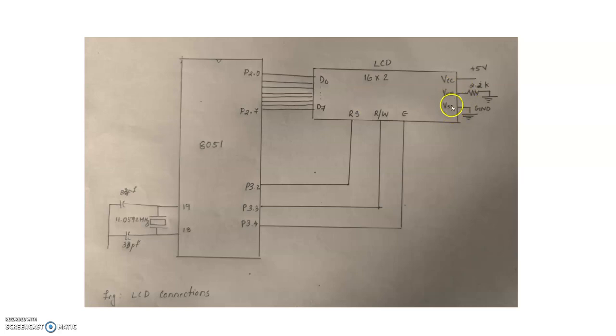Here we have VCC, VEE and VSS. VSS is connected to ground, VCC to plus 5 volts, and VEE is for the brightness control. It can be connected to a 10K pot, or by using a 2.2K resistor you can connect it to ground.